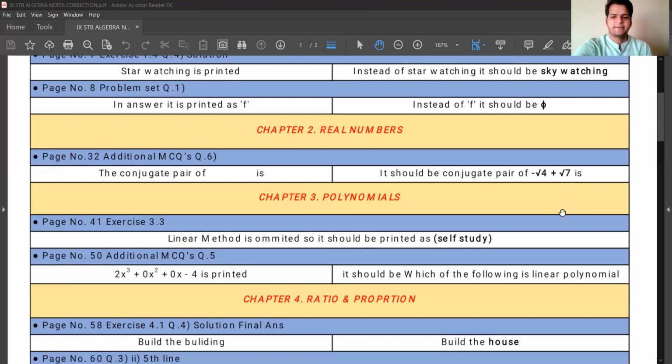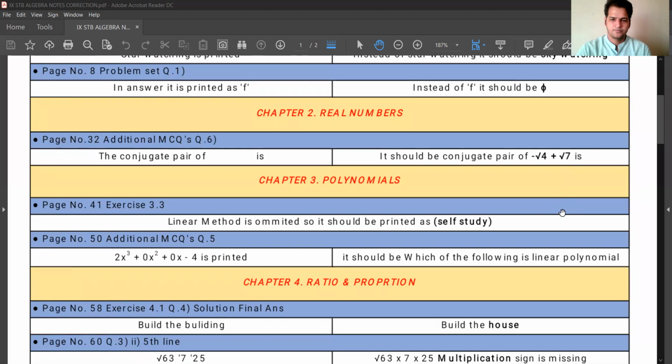Followed by chapter number 3, polynomials. In that chapter, on page number 41 of your Mahesh tutorial notes, exercise 3.3, the linear method of solving has been omitted. Kindly mention there as it as a self-study part. It has been omitted by the government of Maharashtra for this current year. So kindly mention there it as a self-study.